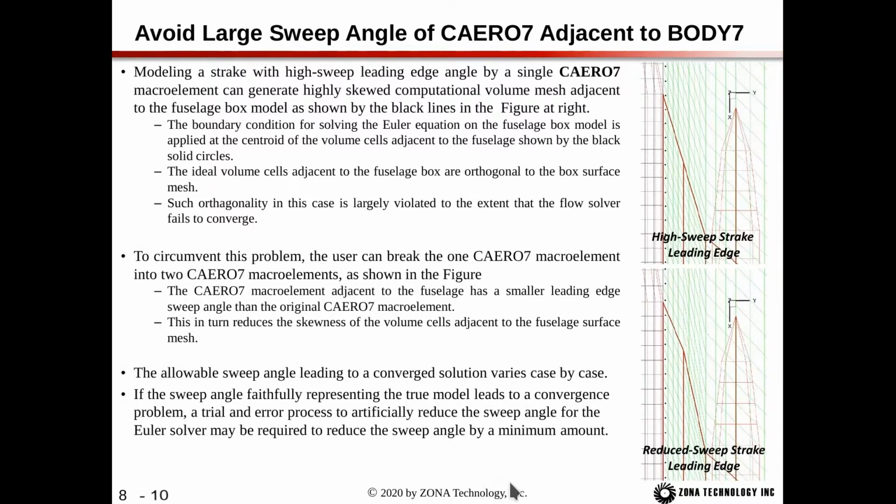So the sweep angle faithfully representing the true model leads to a convergence problem, and we use a trial and error process to artificially reduce the sweep angle for the Euler solver. You may be required to reduce the sweep angle by a minimum amount. So once again, just by moving this leading edge point of the ZEUS up by a little bit, it reduces this sweep angle, and this now creates a model that can be solved by ZEUS.